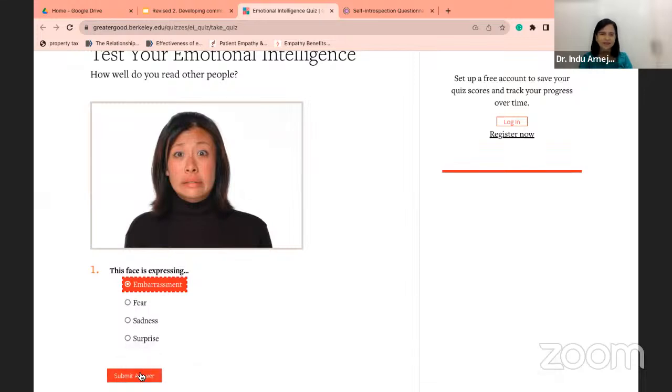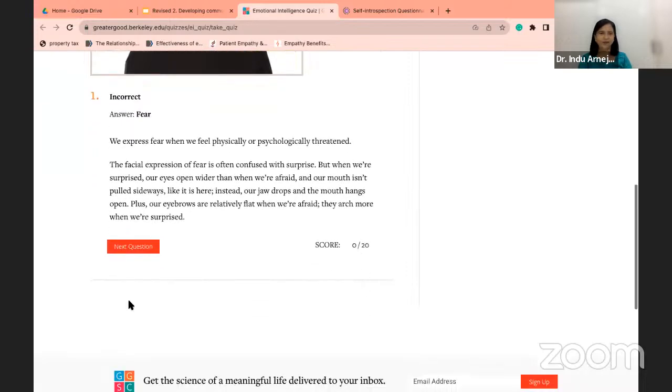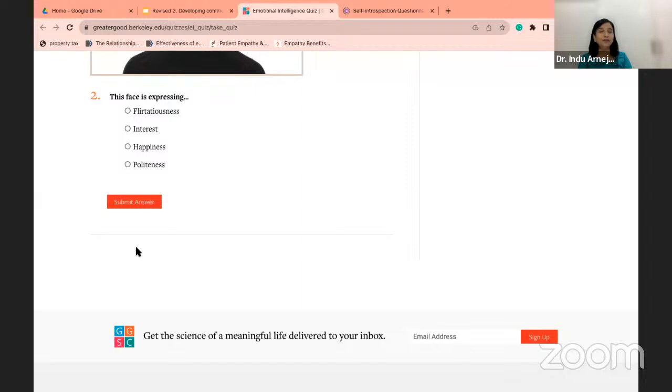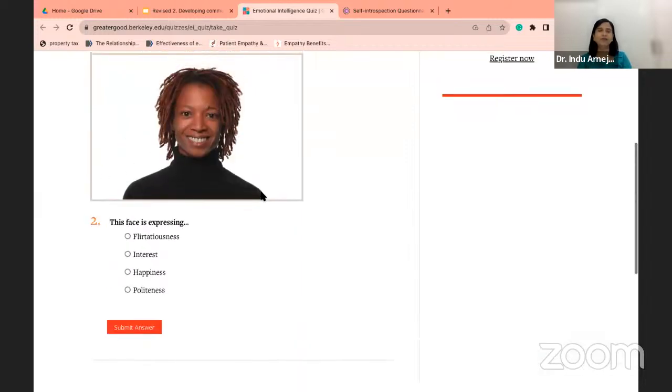Let's see. Are we incorrect? This is an expression of fear. Okay, going to the next question. See, it's very important to be able to read facial expressions. Not only have the right expression, but we should be able to read others' expressions also.